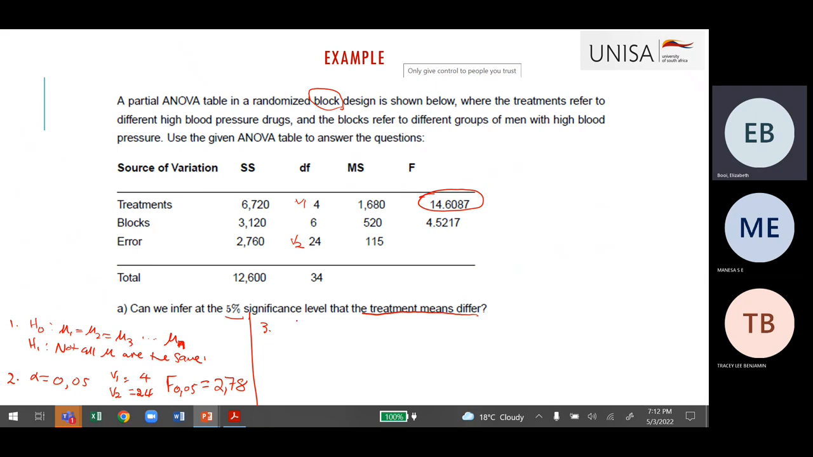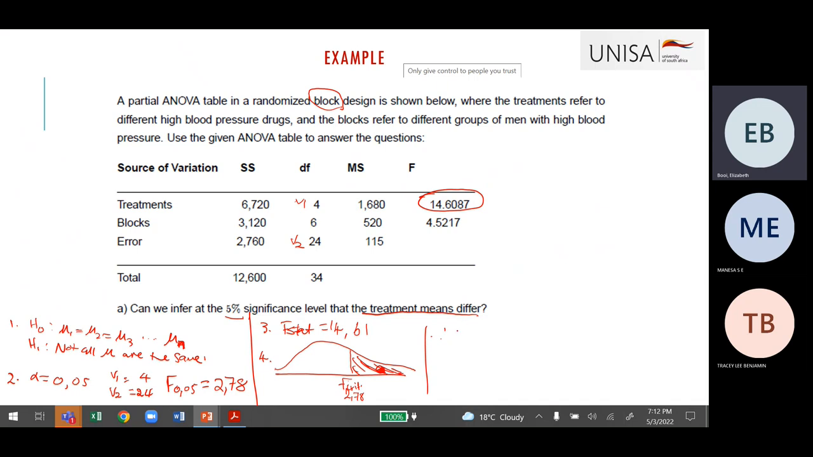Now we know what our test statistic is. Our test statistic is F equals F stat. We've calculated that it is 14.6. I'm going to leave it at 2 decimals, 14.61. Now we need to make a decision so I can just draw. For this F test, it's always a one-sided test. So there will be your F critical value here, which is 2.78. And anything that falls in the shaded area, we're going to reject. So 14.61 falls in the shaded area. So we're going to state that.